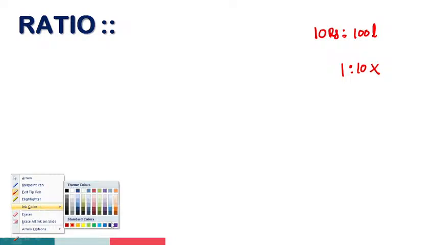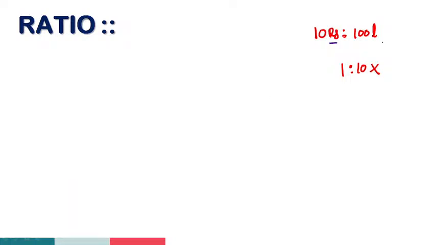Ratio. For example, what is the ratio, guys? 10 rupees is to 100 liters. What is the ratio? Yes, somebody is saying the answer is 1 is to 10. Very good, but it is a wrong answer, guys. Why? Because here 10 rupees is given and here 100 liters is given. How can you compare rupees and liters?